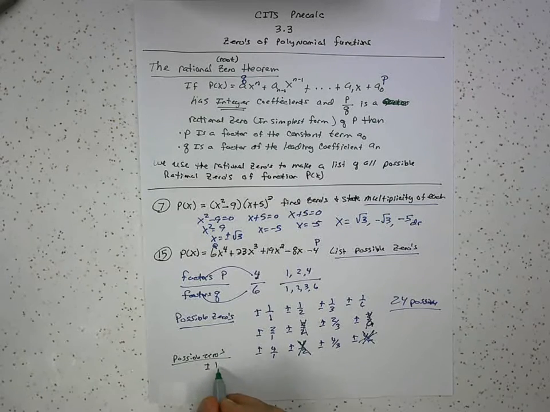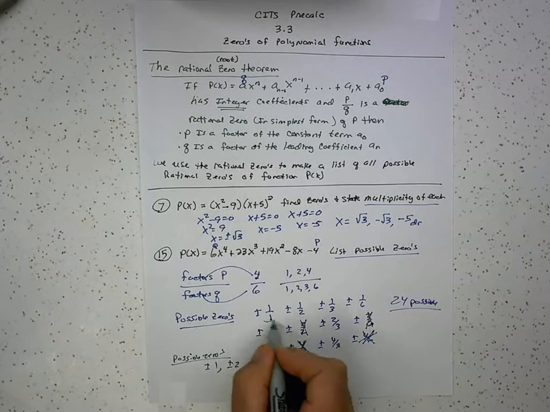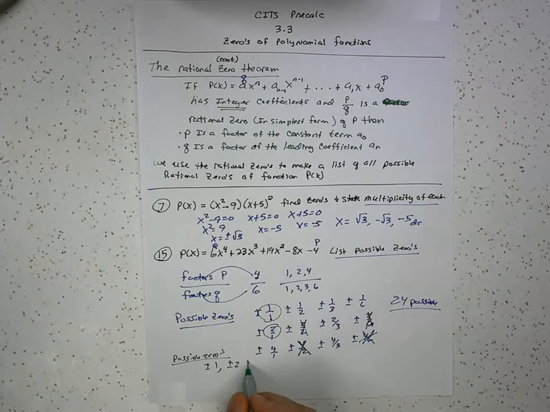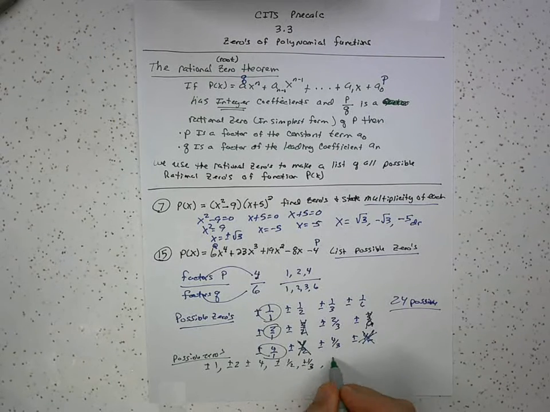are positive and negative 1, positive and negative 2, positive negative 4, positive negative 1/2, 1/3, 1/6, 2/3, and 4/3.